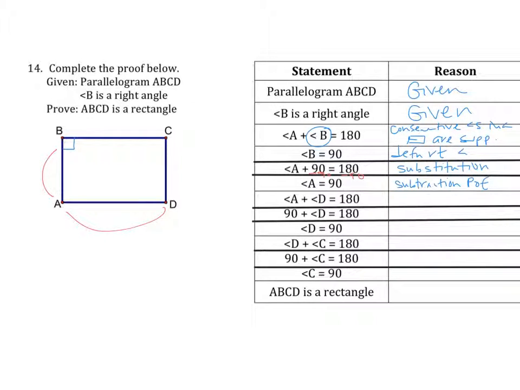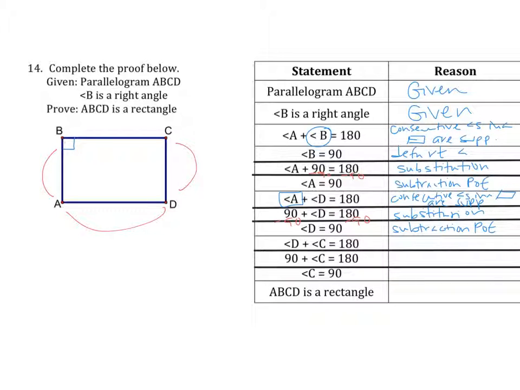I know that A and D together have to add up to 180 because consecutive angles in a parallelogram are supplementary. If I replace A with 90 degrees, I can say 90 plus angle D is equal to 180 degrees. That's the substitution property. If I subtract 90 on both sides, I'm left with angle D is equal to 90 degrees. That's again the subtraction property of equality. I can do this again.